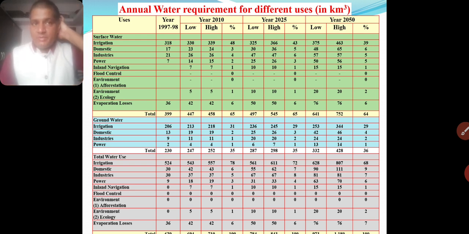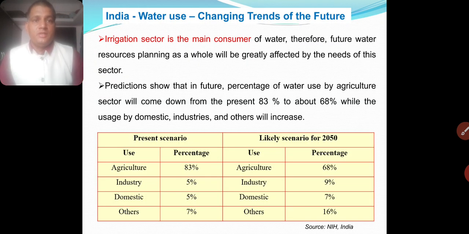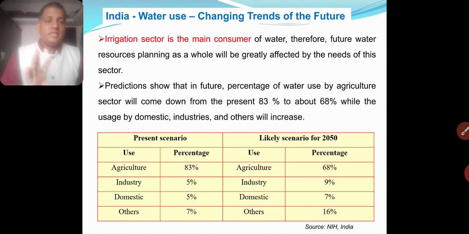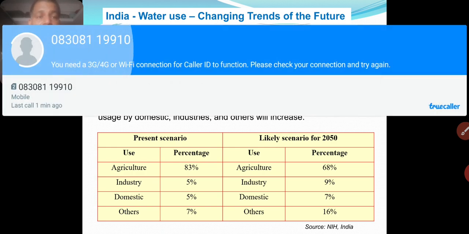This is the annual water requirement for different uses in cubic kilometers. This is again the Indian case study: water use, changing trends for the future. We know the irrigation sector is the main consumer of water and requires the maximum. The share for agriculture is 83%, but in the scenario for 2050 it will be reduced. Why will it be reduced? There may be a change in the agriculture pattern, but industry, domestic and other uses will increase. Their consumption will be more in 2050. If you look at industry, it is 5%.